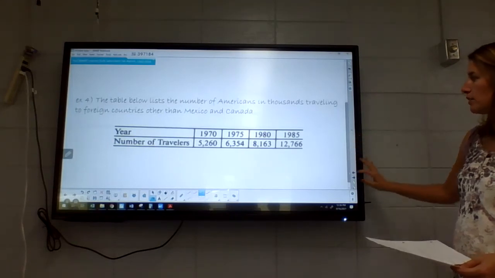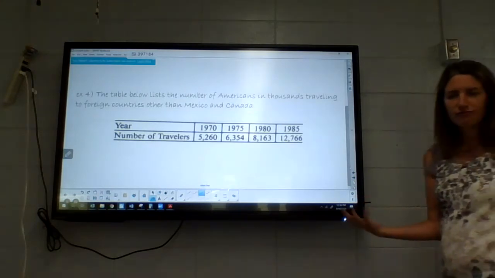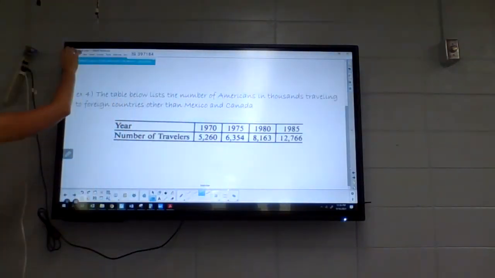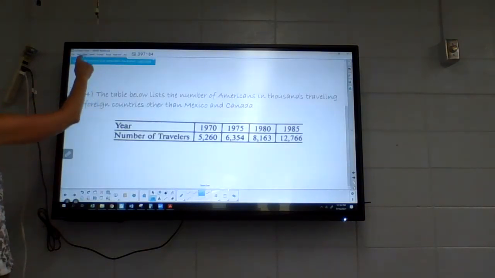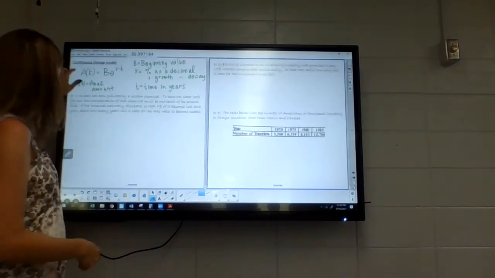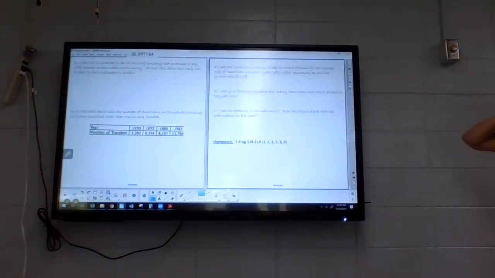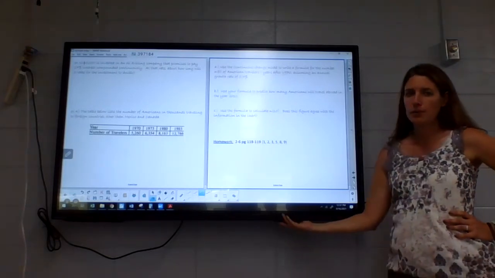All right. Again, you'll see how old our textbooks are when our data comes up here. It says, the table below lists the number of Americans, in thousands, traveling to foreign countries other than Mexico and Canada. So 1970 is some of their starting data, and obviously not the most current data. They say use the continuous change model to write a formula for the number of American travelers T years after 1970, assuming an annual growth rate of 5.7%.